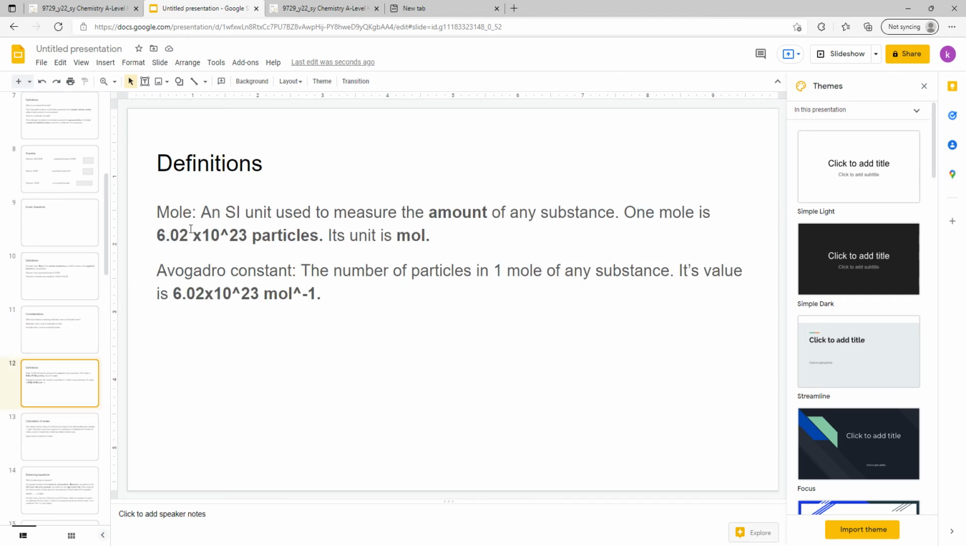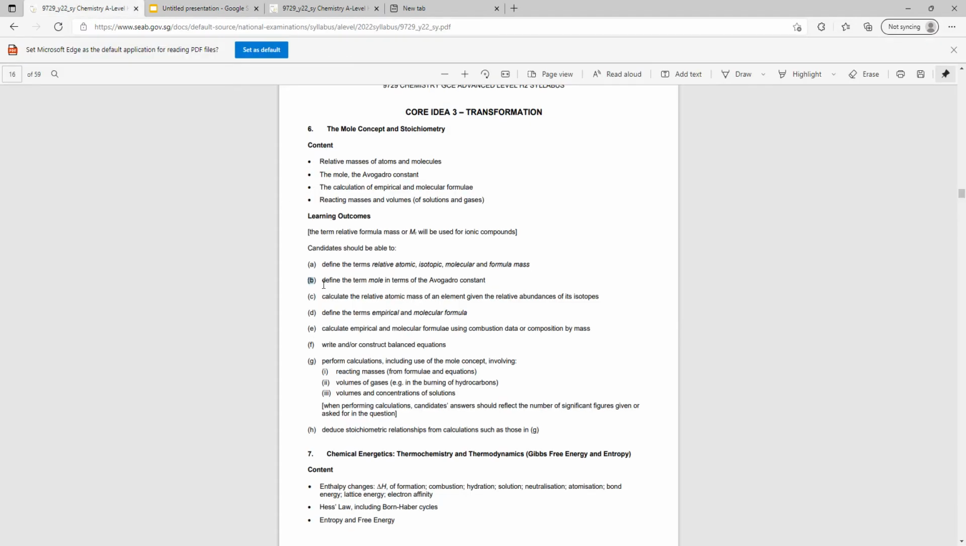Moving on to more definitions, which you would definitely have encountered in secondary school: the mole and the Avogadro constant, as seen in part B of the learning outcomes. We have finished covering part A and part D.